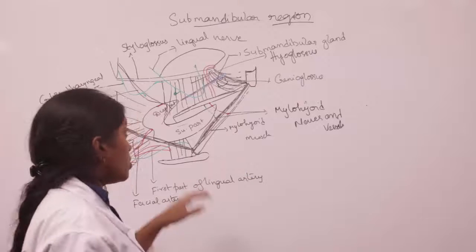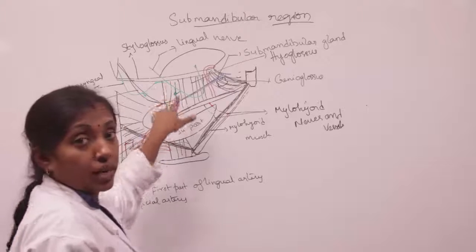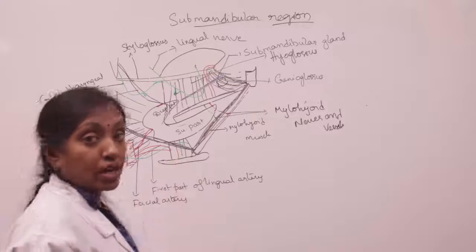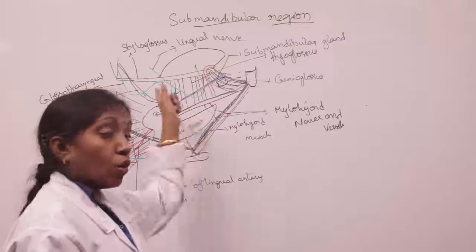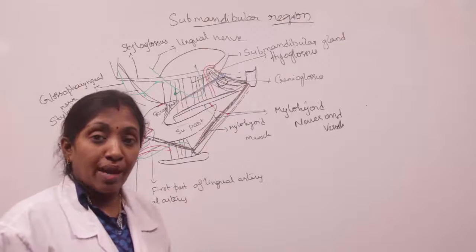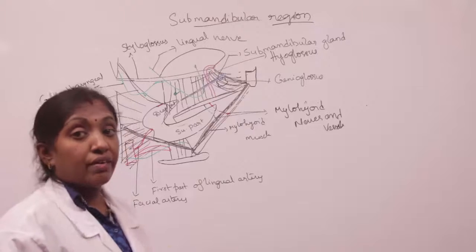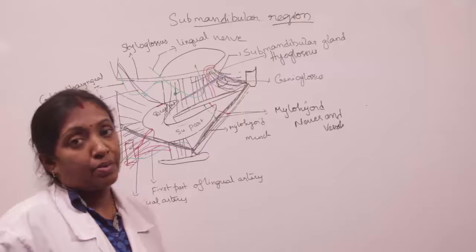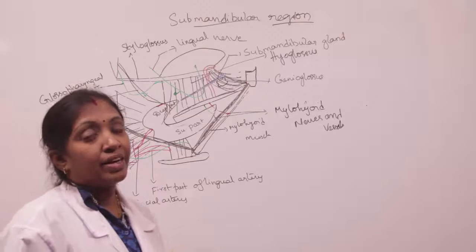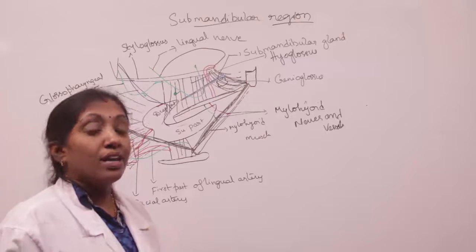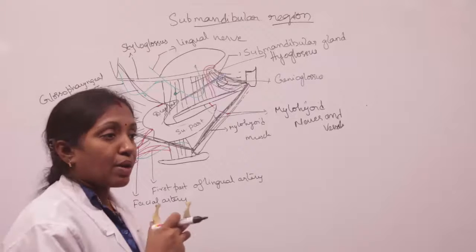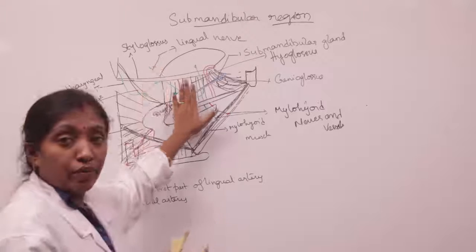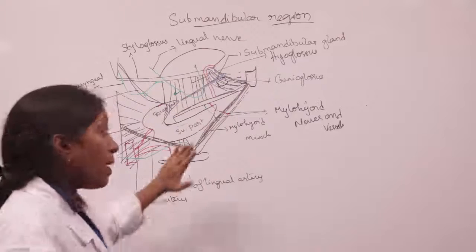tongue. And next is the lingual nerve. The lingual nerve is present in the submandibular region, and also the hypoglossal nerve. The glossopharyngeal nerve is also present, and also the facial artery and the first part of the lingual artery. These are the structures present in the submandibular region. Of all these, the submandibular gland and submandibular ganglion are very important. Today we will discuss the submandibular gland.